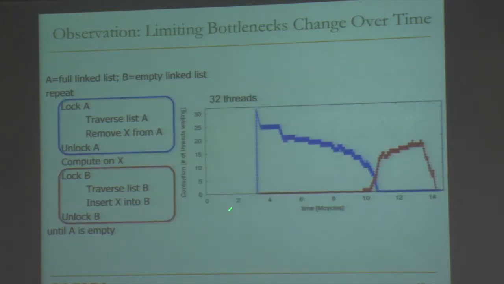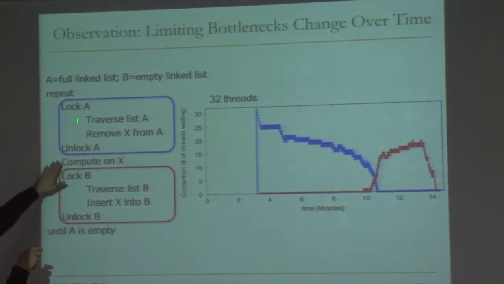And let's take a look at the execution profile of this with 32 threads. This is time in terms of millions of cycles. You can see that it's very fine-grained, 0 through 14 million cycles. Is this even 1 millisecond today? Probably not, right? Yeah, that's not even 1 millisecond today. And this is a contention, number of threads that are waiting for either of these locks. The blue one is this lock. The red one is this lock.